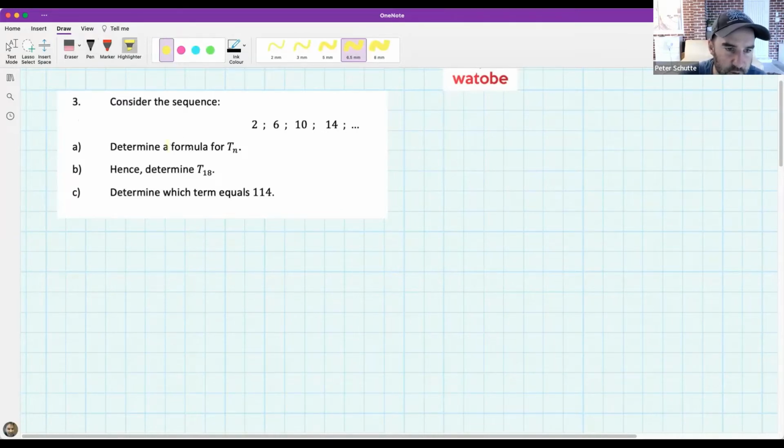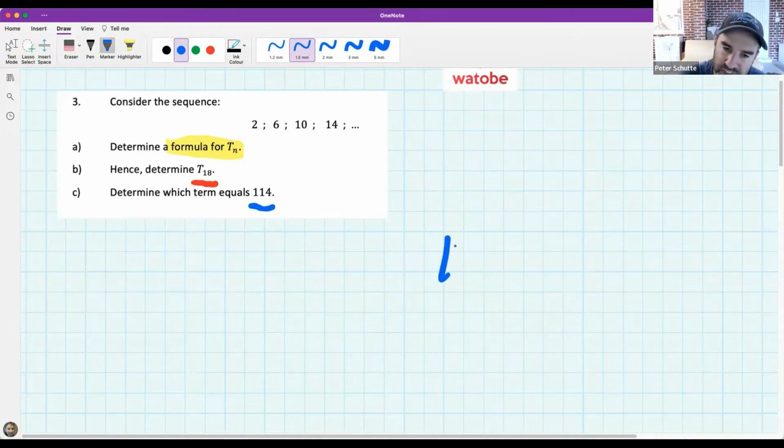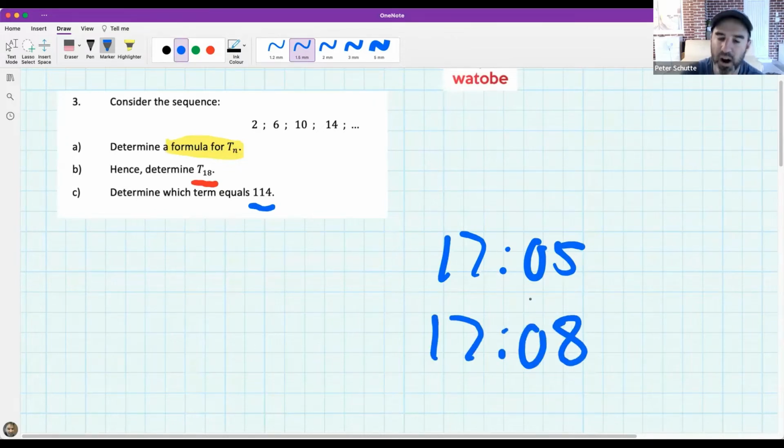Stage 1 is to find a formula for the number pattern above. Stage 2 is to find something called T18. And then the last one, I'll let you get to it when you get to it, but basically find the position of the term which equals 114. I'm going to give you three minutes or so to do this. I'm going to keep quiet for the most part, other than make encouraging comments. Once you have started to get the answers, you can put them in the chat. But over to you guys.